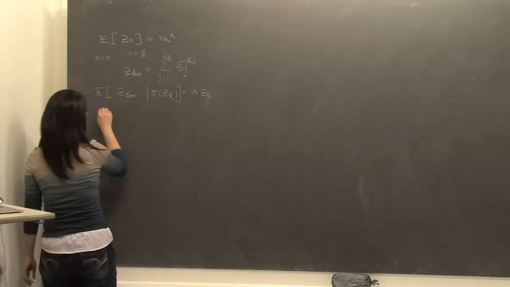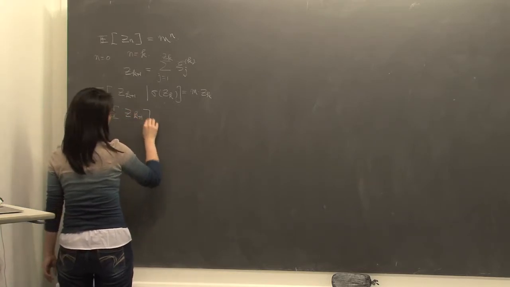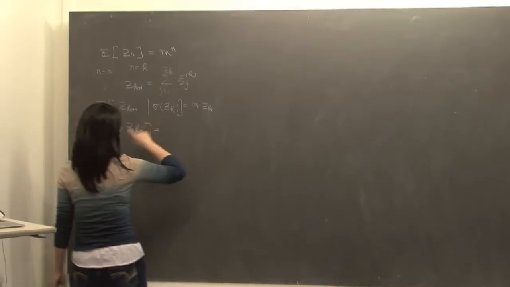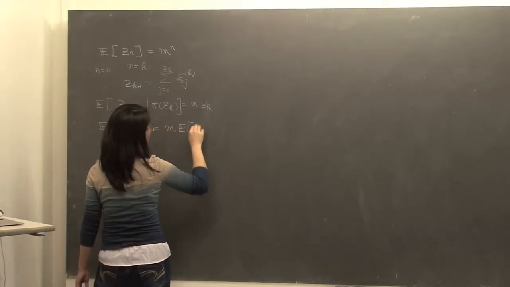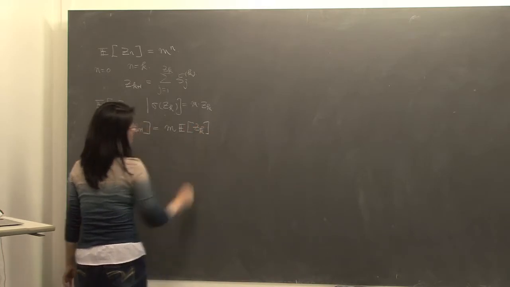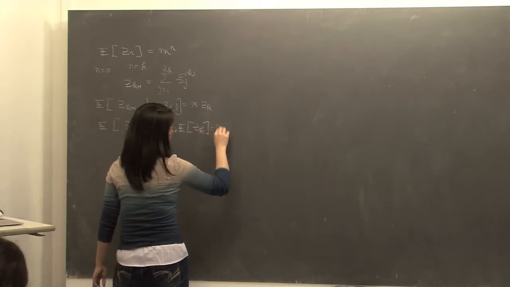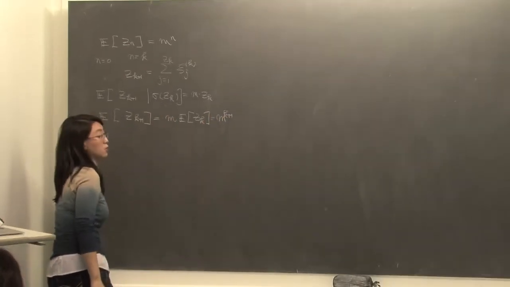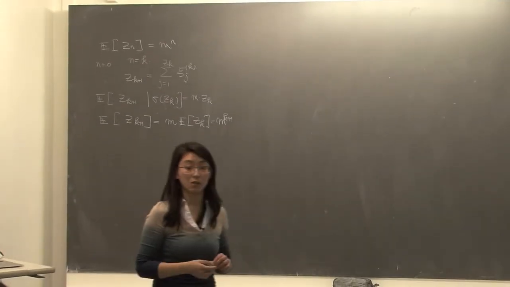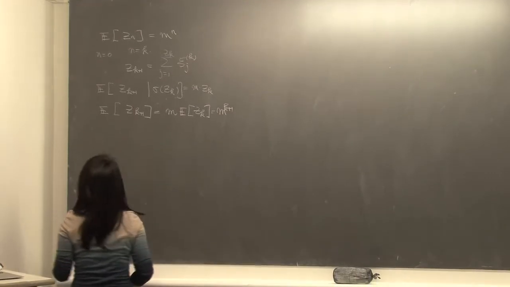Okay, so then we take expectation twice. Here we see that the expectation of Z_{k+1} equals m times the expectation of Zk. And by the induction hypothesis, the expectation of Zk is m to the power k. So the expectation of Z_{k+1} is m to the power k plus 1. So first, we calculated the expectation of the particles in each generation.